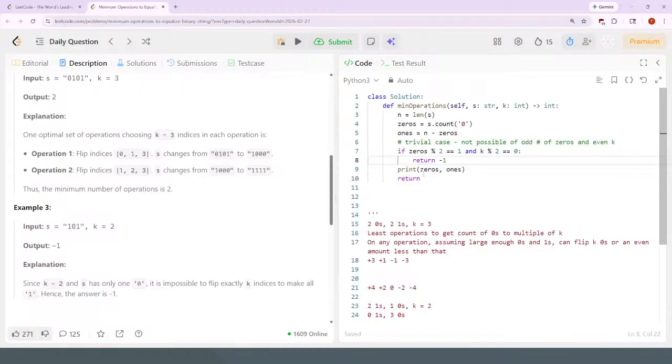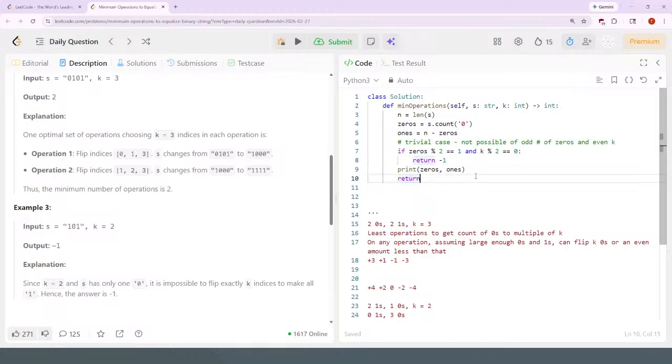So then there's kind of 3 other cases: odd zeros, odd k; even zeros, odd k; even zeros, even k. Do any of those other ones fail? I think the other ones are fine.